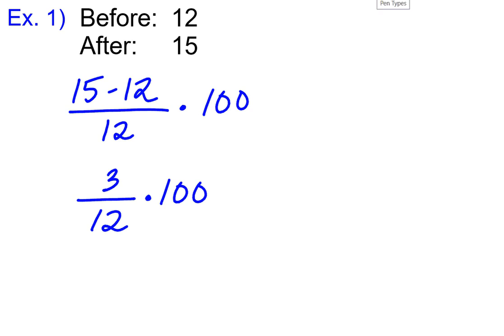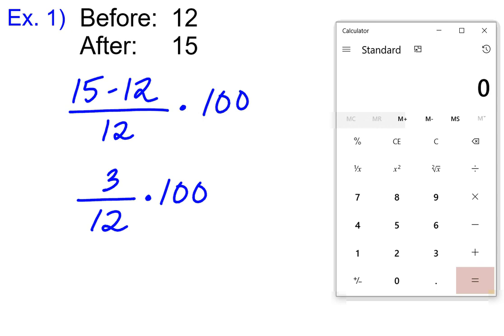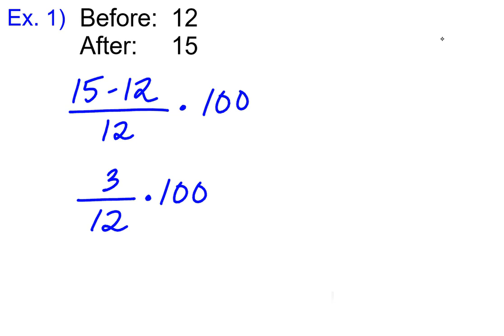Now I'm going to bring up my calculator at this time just so I can show you how this works. We're going to say 3 divided by 12. We're going to get a number, and then we're going to multiply that. See that decimal, that 25 hundredths? That's that fraction, 3 divided by 12. And then what we're going to do to turn it to a percent, we're going to multiply it times 100. Once we do that, we see that we get 25. So that is our percent of change.